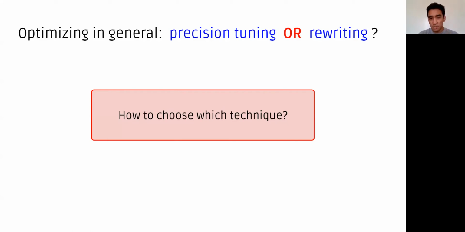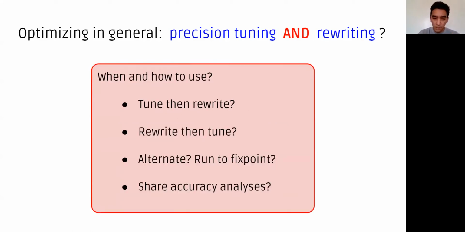So in the past, you take a precision tuning tool, take a rewriting tool, and use them together in some manner. But this raises some issues. What order should you use them in? How many times should you run them? And it's hard to share data between runs. So the obvious solution is to use precision tuning and rewriting within the same tool.